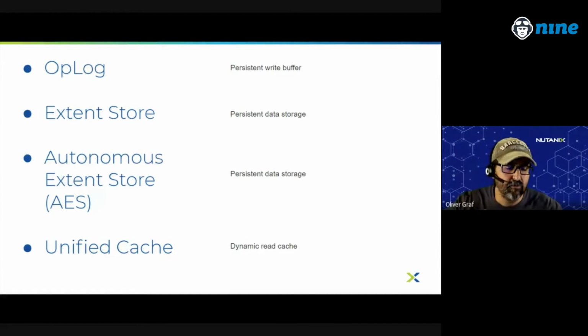And now the autonomous extent store is actually a new method for writing and storing data in extent store. It was introduced in AOS 5.10, so it's quite new. It leverages a mix of primarily local and global metadata, allowing for much more efficient sustained performance due to metadata locality. For sustained random write workloads, this will bypass the oplog and be written directly to the extent store using AES. For burst random workloads, this will take the typical oplog IO path, then drain to the extent store using AES where possible.